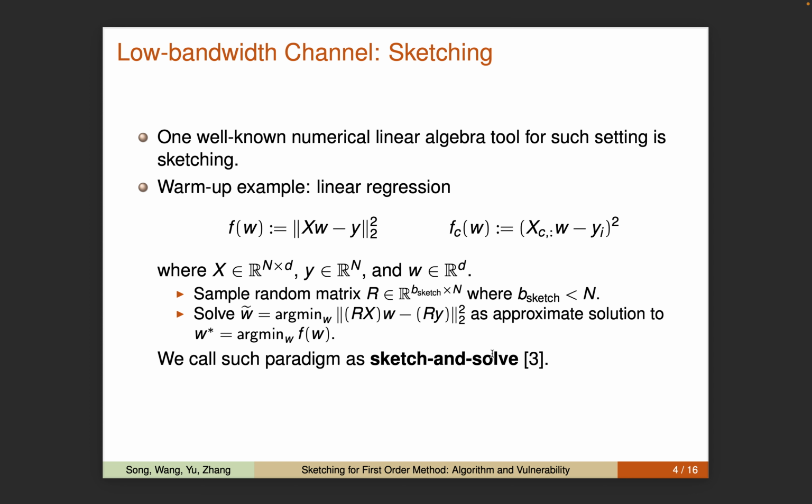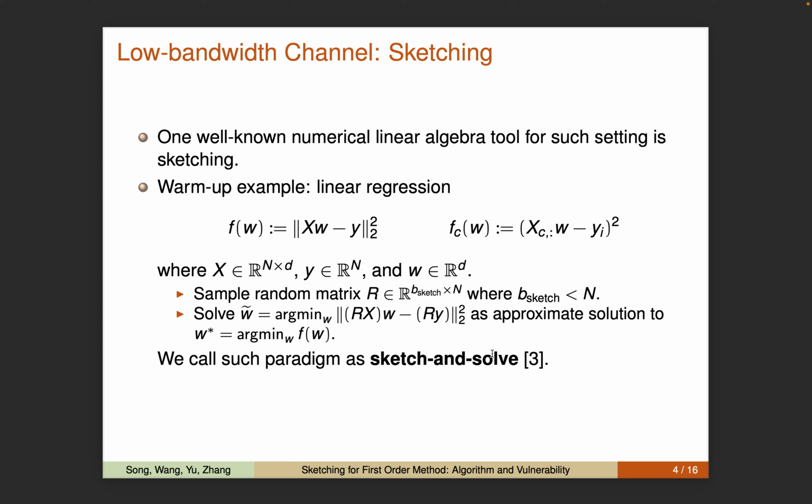So our solution here is based on sketching, a very well known tool in numerical linear algebra. Consider this warm-up example. The loss function is just a linear regression. You have a huge design matrix X of size n by d, and the label y of size n. Each local machine has a subset of rows of this matrix, and the loss is just the mean square loss.